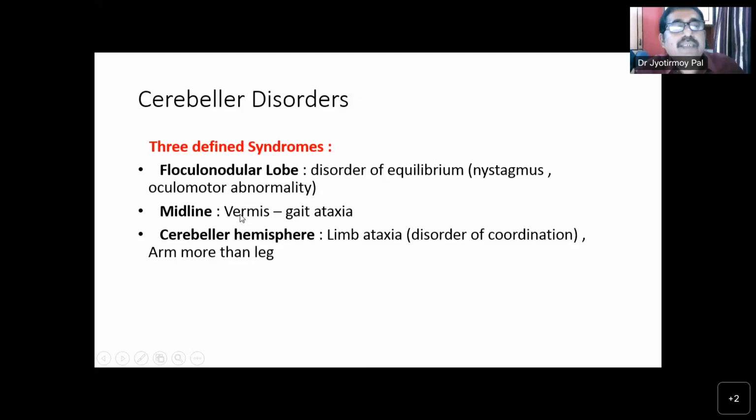Then the midline cerebellar disorder is a disorder of the vermis, so we will get gait ataxia. Then a cerebellar hemisphere lesion: we will get limb ataxia, that is the disorder of coordination. And here, remember, in limb ataxia, the arm will be affected more than the leg.